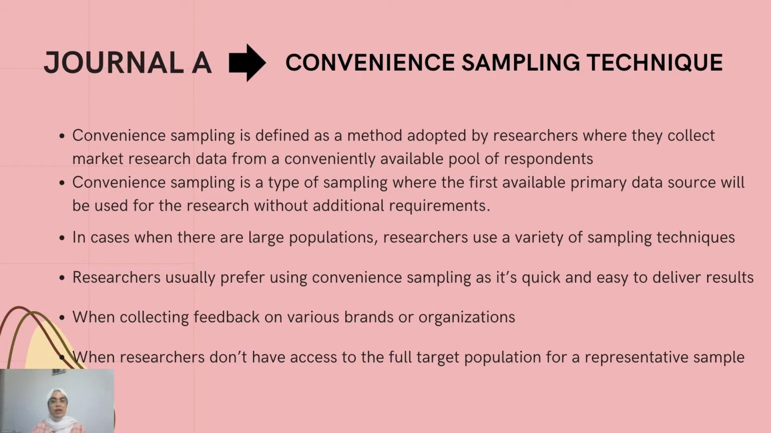In cases where there are large populations, researchers use a variety of sampling techniques. Researchers usually prefer using convenient sampling as it is quick and easy to deliver results. When collecting feedback on various brands or organizations, you can use convenient sampling to get feedback from customers or users of the brands or organizations. The last case is when researchers don't have access to the full target population for a representative sample.